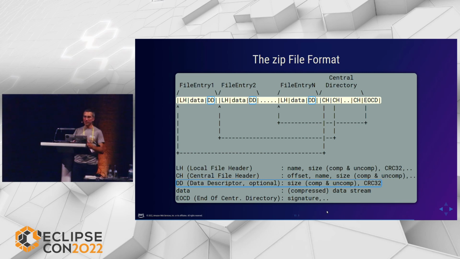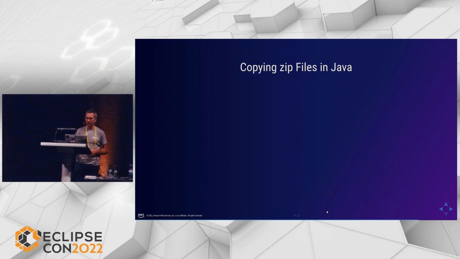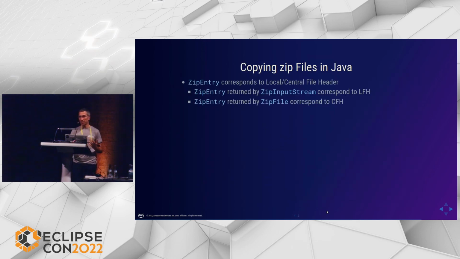The data descriptor is optional, but it's for the case where you start writing a file to the zip file and you don't know beforehand the uncompressed size, because maybe you read the data from a socket, for example, so you cannot put it in there. Also, you don't know the compressed size because you don't know to which size it will be compressed. So in that case, you just put in a 0 there, and then the data descriptor at the end of the file will contain this data. Then the data is just a deflater stream, as we've seen before, and then there is an end of central directory, which is just a marker to easily recognize zip files.